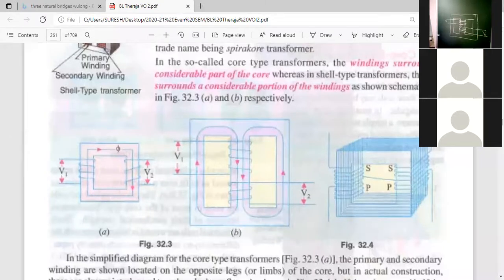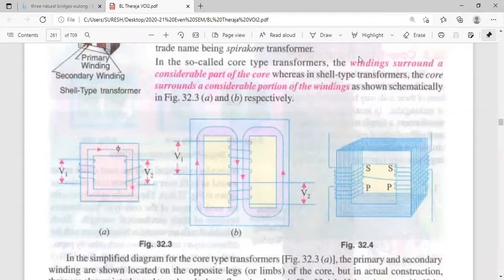This is the diagram for shell type. Now see shell type. Here a winding is there. Around the winding, what is there? Winding is at the center. Around the winding, what is there? Core is there. Winding is surrounded by the core.